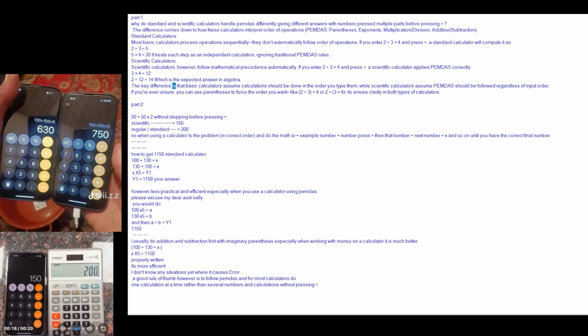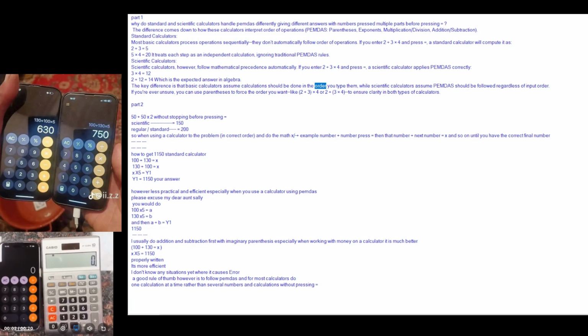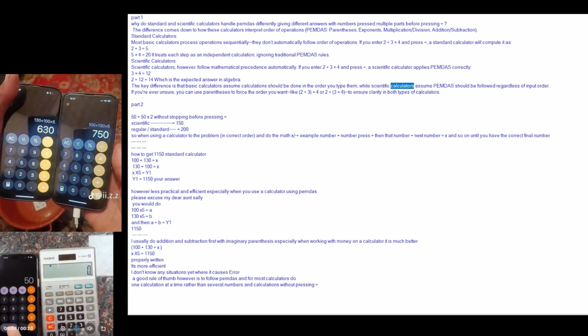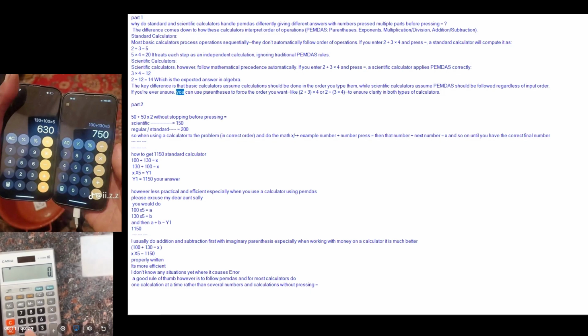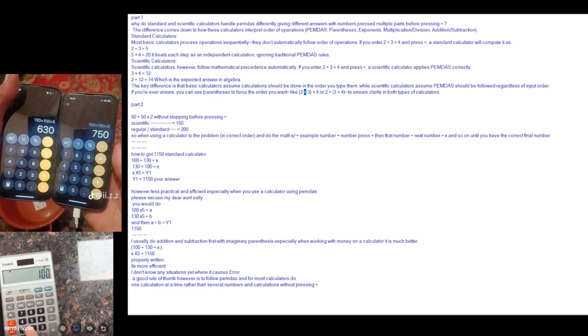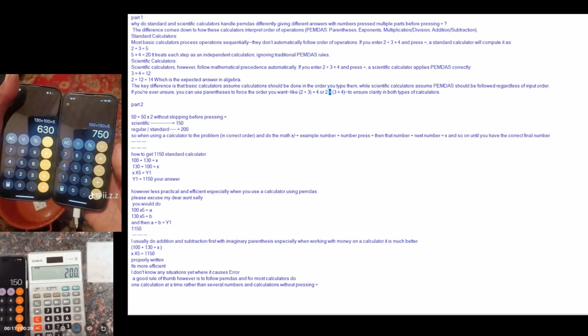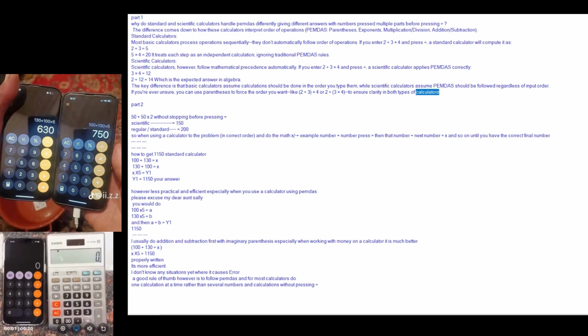The key difference is that basic calculators assume calculations should be done in the order you type them, while scientific calculators assume PEMDAS should be followed regardless of input order. If you're ever unsure, you can use parentheses to force the order you want, like 2 plus 3, times 4 or 2 plus, 3 times 4, to ensure clarity in both types of calculators.